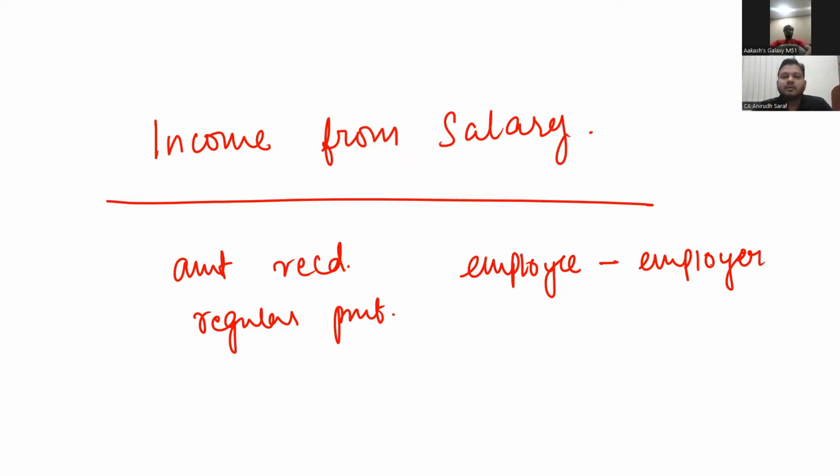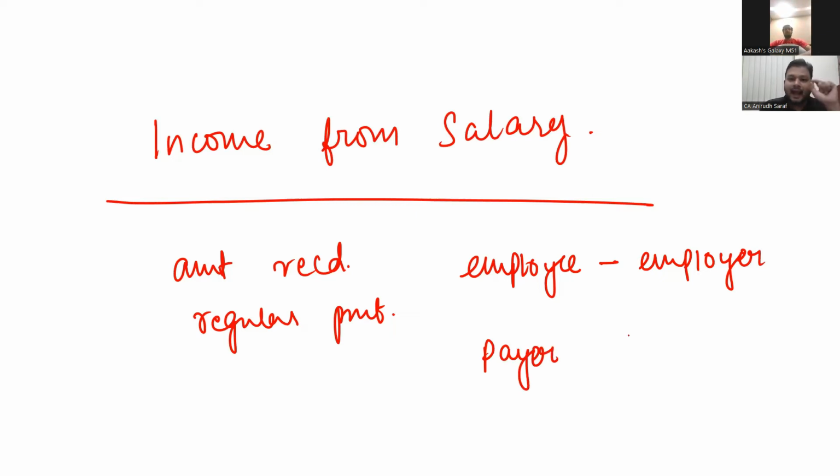So for an income to be called salary income, the most important condition is not that it is a regular payment or a monthly or yearly payment. The most important condition is the payer must be the employer.